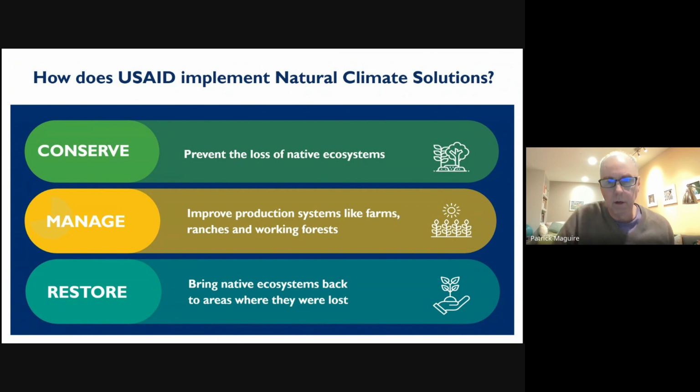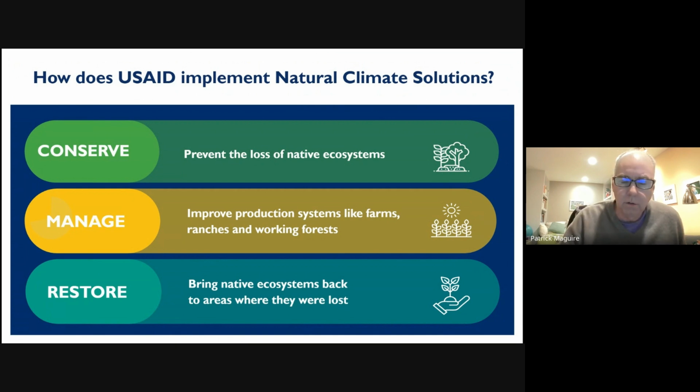So conserve, preventing the loss of native ecosystems. Management is improving production systems like farms and ranches and working forests, plantation forests, and restoring, bringing native ecosystems back to areas where they were lost. So things like reforestation and re-wetting wetlands. And it's important to note that the first one and the third one are focused on natural, native ecosystems.